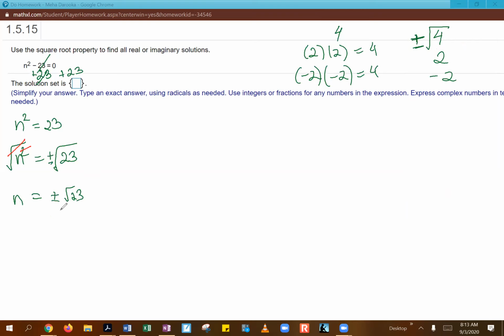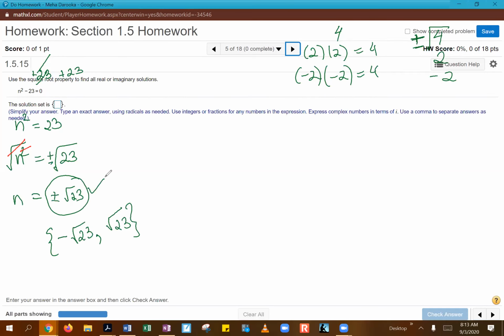So you can have positive or negative 23 as your answer. So if you want, you can write it as negative square root of 23 and positive square root of 23 as your solution set. I believe my math lab will actually let us type the answer in this format also. So let's take a look at that. I need to make this a little bit smaller.